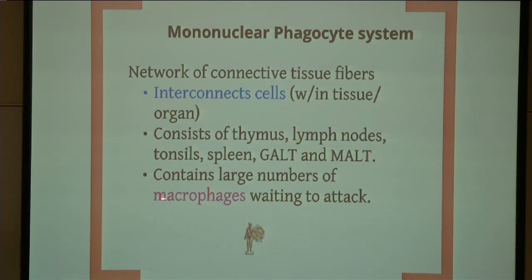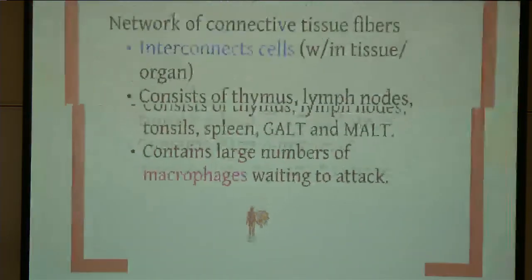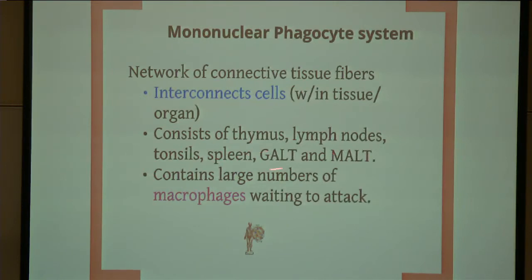Macro, what does macro mean? Big-ish. Large, okay, they're really big, these macrophages, and they can ingest a lot. They're like gigantic garbage disposals. So they're hanging out ready to attack. And then we can see these various structures all along the system integrated with the lymphatic system, like the thymus gland, your lymph nodes, GALT and MALT.